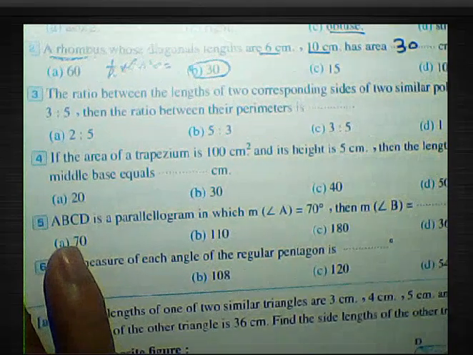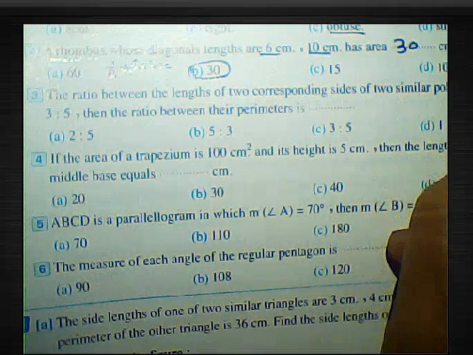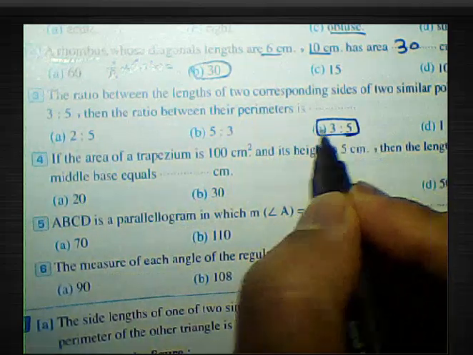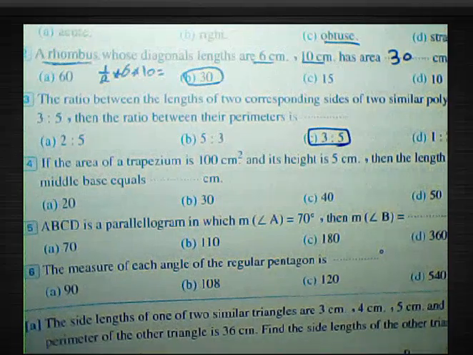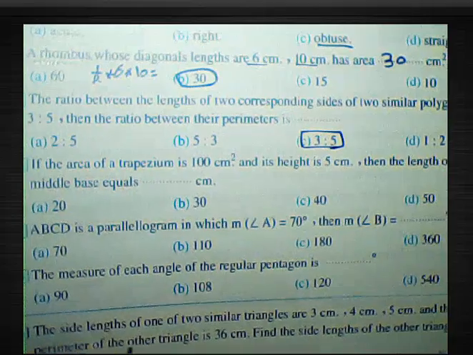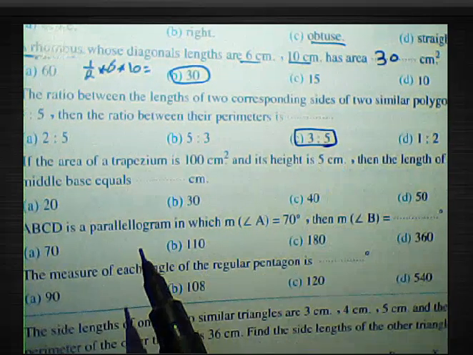Question number 3. The ratio between the lengths of two corresponding sides of similar polygons is 3 and 5, so the ratio between their perimeters will be 3 and 5. Don't change the ratio, okay? The ratio between the lengths of corresponding sides of similar polygons is 3 to 5, so the ratio between their perimeters equals 3 to 5.